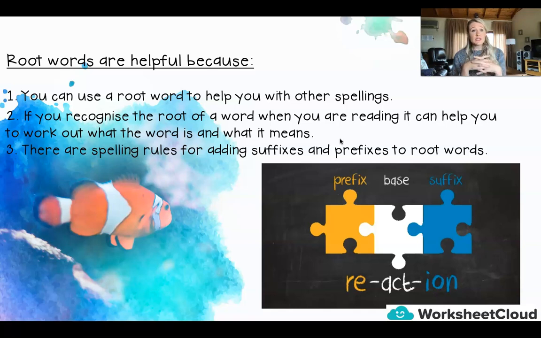So root words, as I mentioned, with reference to a plant, just how the roots of a plant anchor the plant to the ground, root words are there because they anchor the word and they are the base in which the rest of the word can form. Okay, so root words are very important.